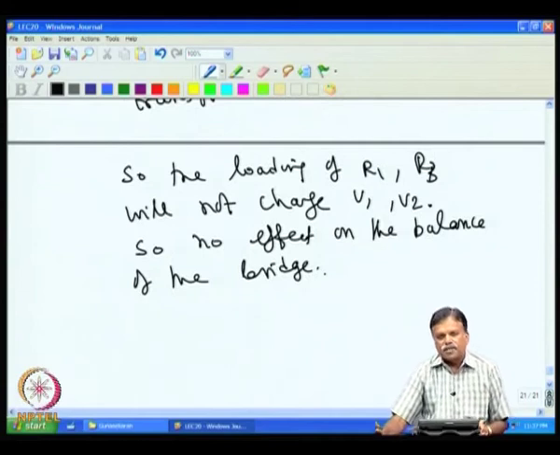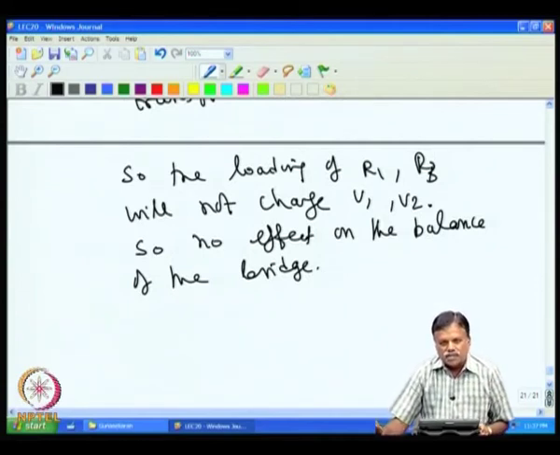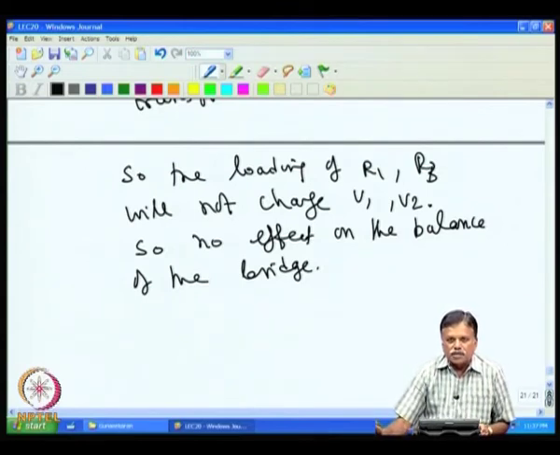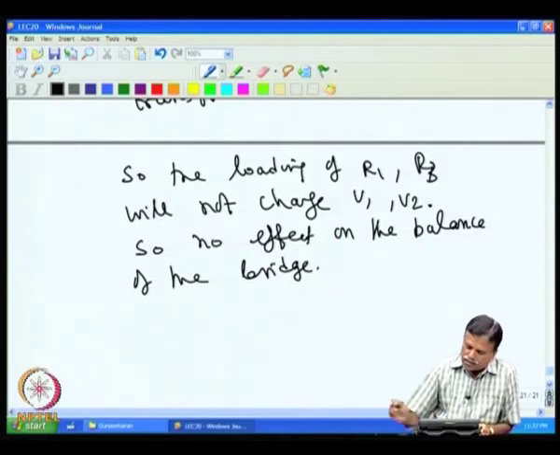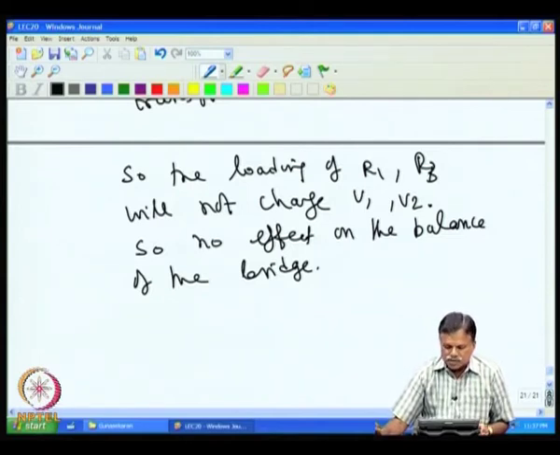Because this leakage resistance has no effect on balancing of the bridge, this method of measurement is very accurate. That is why it is a very popular circuit and is extensively used for high resistance measurement, and it was originally developed for capacitance measurement. We will discuss later how capacitance measurement can be done accurately using this bridge.